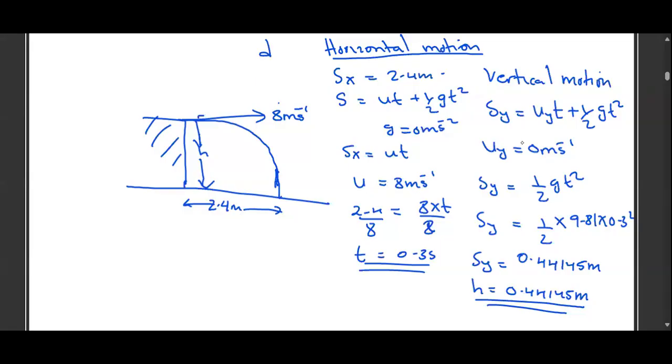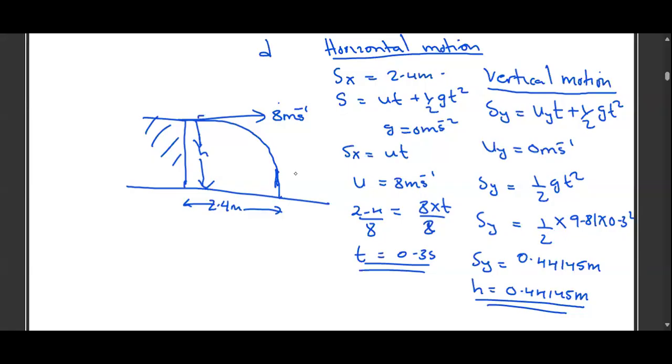Then vertical motion, now remember that this ball was projected horizontally at first. So what does it mean? Initially, it does not have a component in the y. The vertical component of velocity initially is going to be 0. So we shall come up with our SY equal to 1/2 gt squared when uy is 0. We substitute in to come up with the height of the pool table. And for this case, we are getting the height as 0.44145 meters. That is our h from our diagram here.